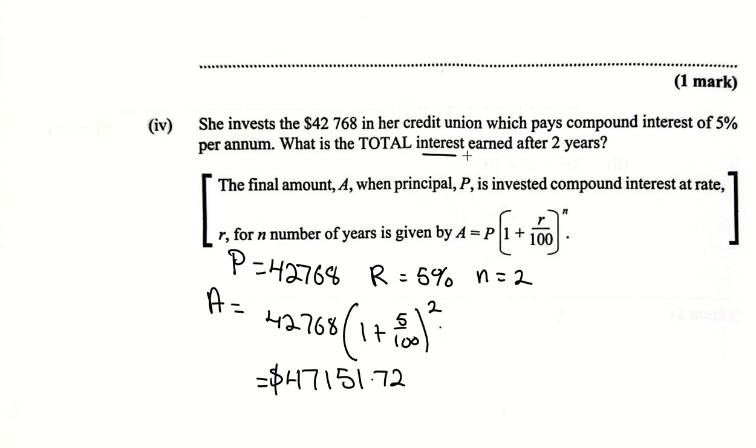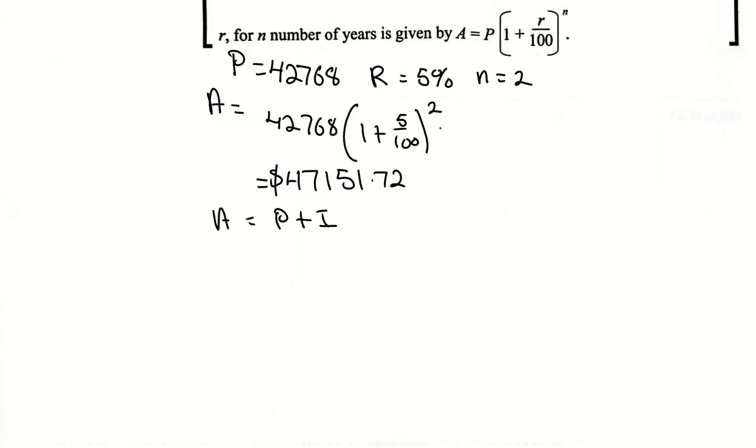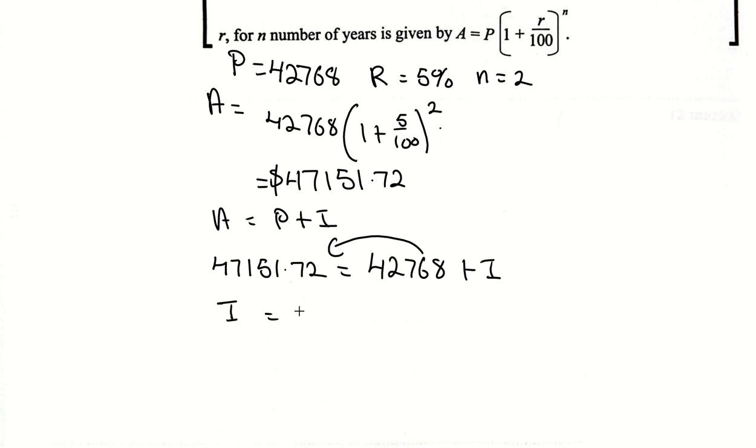But did they ask you that? No, they said the interest earned. So we know that amount is usually a principal plus the interest. So that means $47,151.72 is equal to a principal $42,768 plus the interest. If I was to make interest the subject, I'd carry this across. So my interest would be 47,151.72 subtract 42,768.